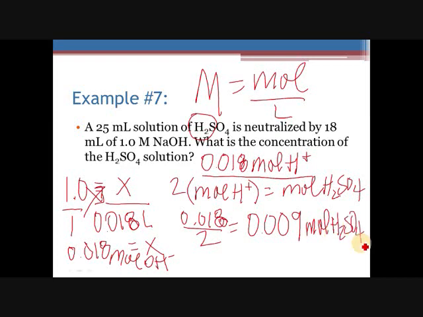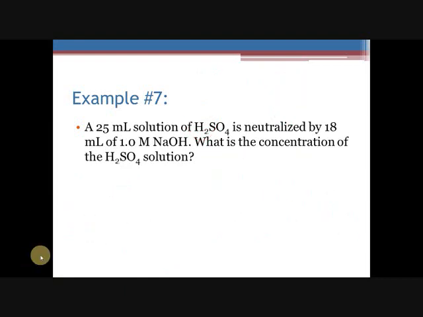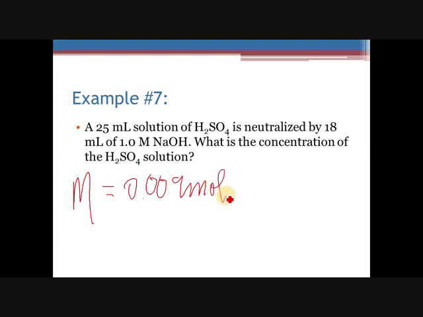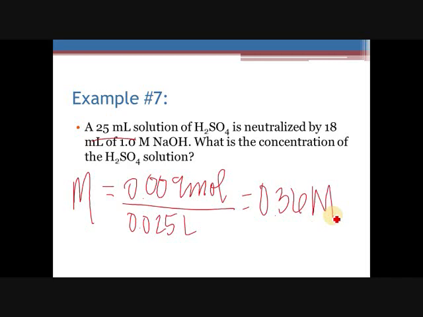Okay, then last but not least, I need to clear because I'm out of room. We can use that to find the molarity of the acid. So I'm going to take the 0.009 moles of the H2SO4 divided by the volume of the H2SO4, which is 25 milliliters, changed to liters, so it's 0.025 liters. When we divide that out, we get, with incorrect significant figures, 0.36 molar, and that's the molarity of the H2SO4.